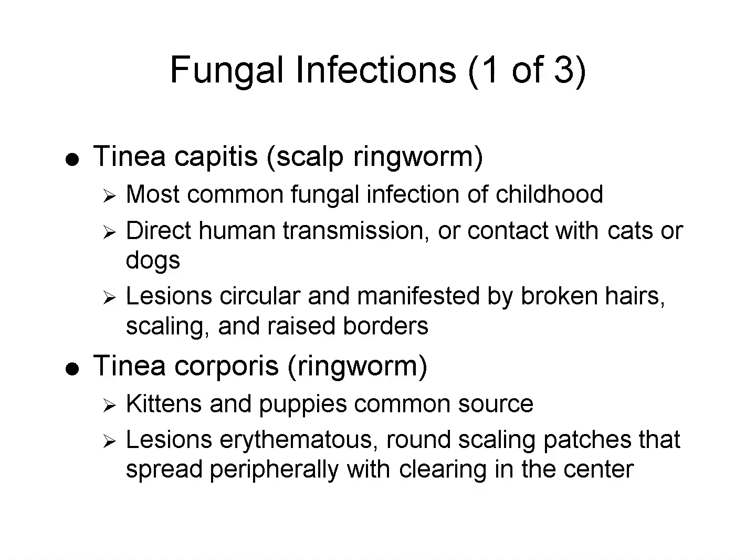Tinea capitis, or scalp ringworm, is the most common fungal infection in children. It spreads through direct contact with infected individuals, pets, especially cats and dogs, or contaminated objects. Lesions appear as circular patches with broken hairs, scaling, and raised edges. Tinea corporis, or body ringworm, causes red, scaly, ring-shaped patches, often spread by contact with kittens or puppies.